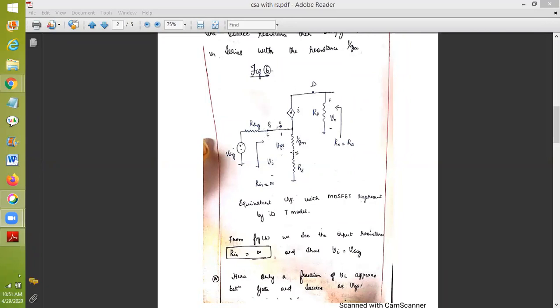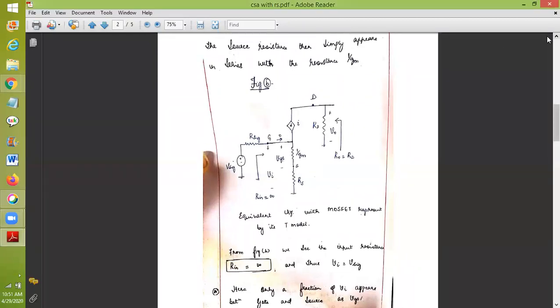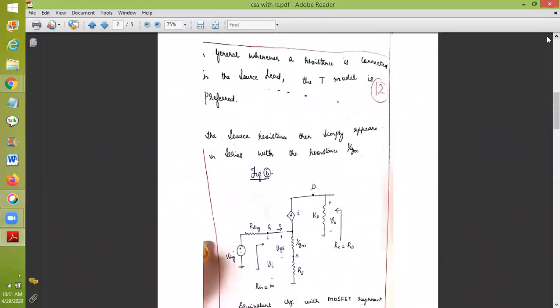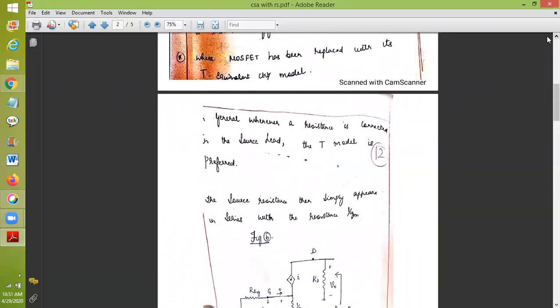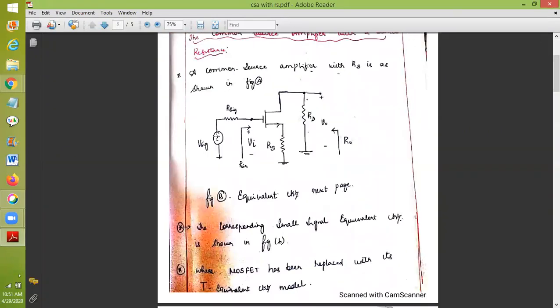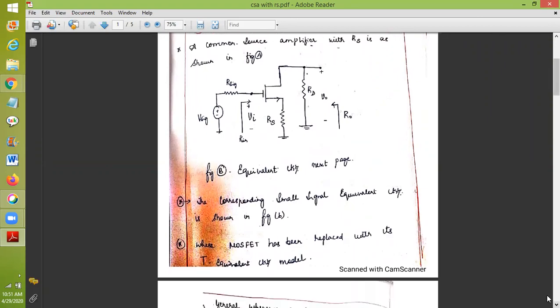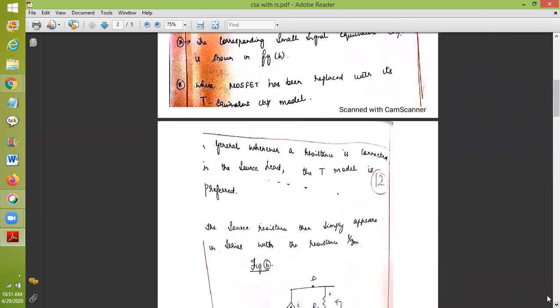I told you, since the source resistance Rs is attached to the source, we have to show this Rs, and the other circuitry remains the same. Are you following here? Please compare the main circuitry here. The main circuitry contains V signal and R signal, and this remains the same. Only for this MOSFET we have to represent the T equivalent circuit.